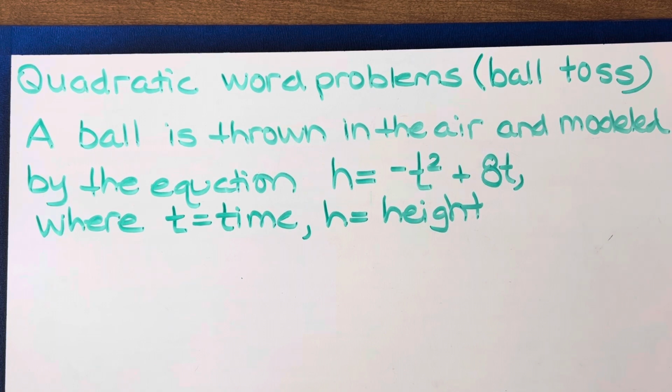Today we're going to cover a quadratic word problem and how we would interpret our equation and then answer some questions regarding the formula that we're given. So today's is regarding a ball toss. A ball is thrown in the air and modeled by the equation h equals negative t squared plus 8t, where t equals the time and h equals the height.